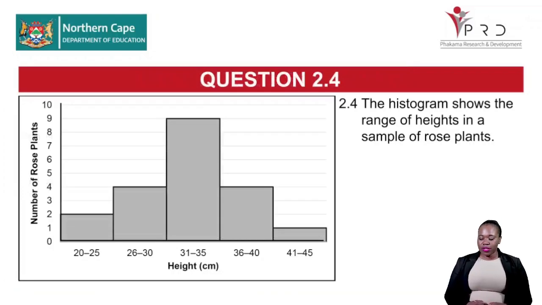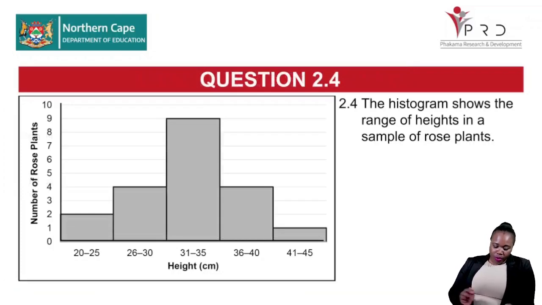Right, 2.4 says the histogram shows the range of heights in a sample of rose plants. Okay, so we have the heights here, the different heights, and we have the number of roses that have that height. For example, the height from 20 to 25 centimeters, we have 2 roses. And then 31 to 35 centimeters, we have 9 roses. And 36 to 40, we have about 4 roses. Right. Now let's move on to the questions.